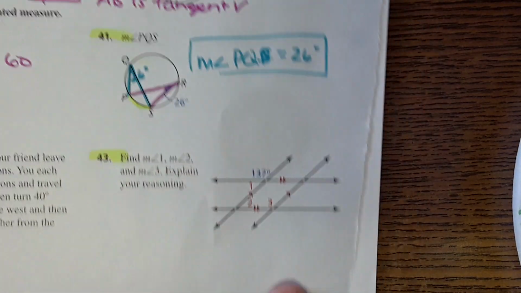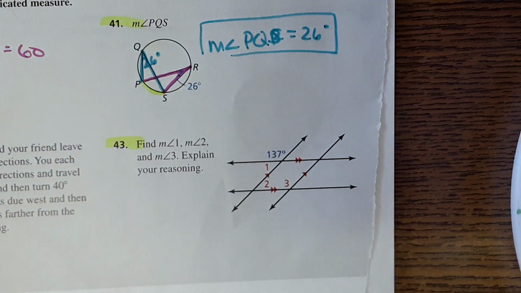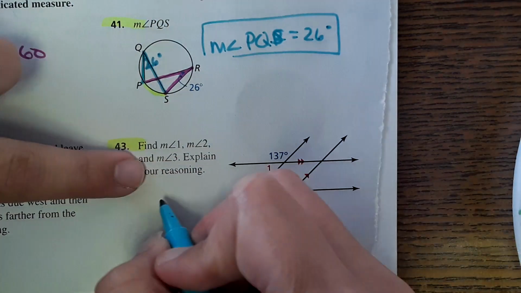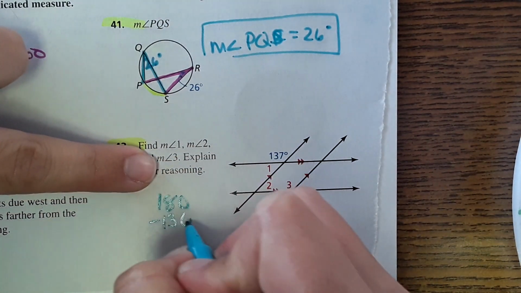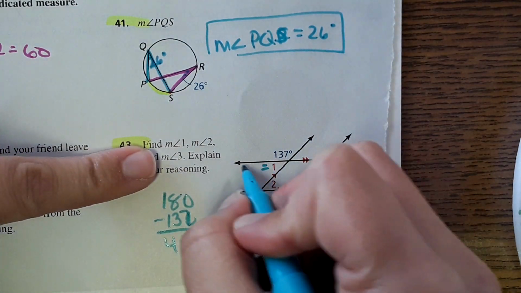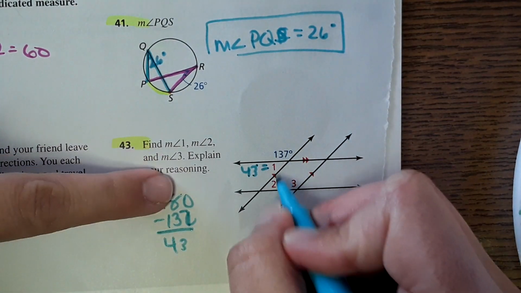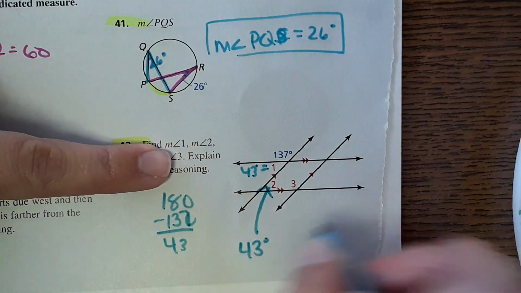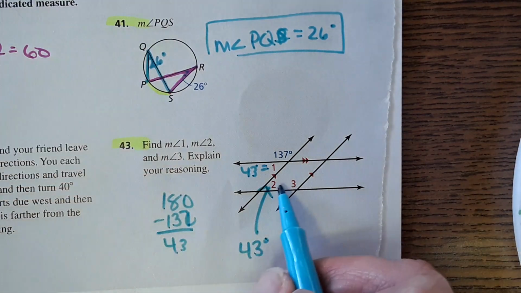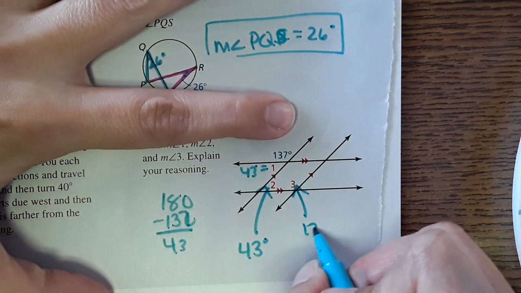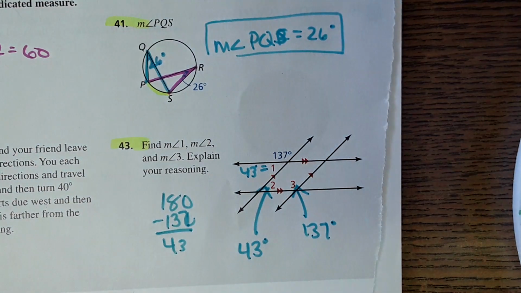Okay, and last but not least, 43 was assigned, throwback to the beginning of the year. With the parallel lines, these two angles are supplementary, so you do 180 minus 137 equals 43. So angle 1 is 43 degrees. And then angle 2, alternate interior, are equal, so this would be 43 degrees. And then here you have consecutive interior angles, they would be supplementary, so angle 3 would be 137 degrees. And that's that.